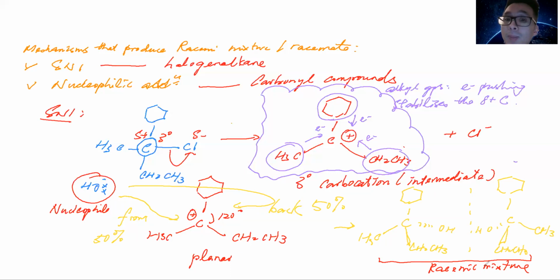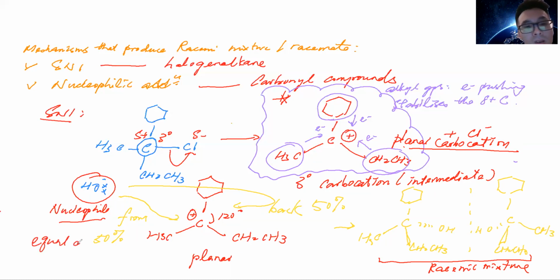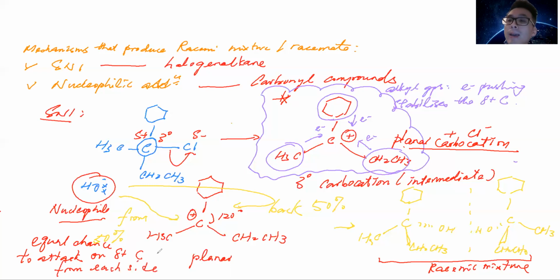The reason for this is that it involves a planar carbocation, which leads to the attack of the nucleophile from the front and from the back, with equal chance to attack the positive carbon from each side. I already told you, imagine you have a piece of paper placed vertically, so the OH minus can attack from the front of the paper or from the back of it. These two processes have equal chance to happen. This will produce a pair of enantiomers existing in equal amount. That's why they cancel out.